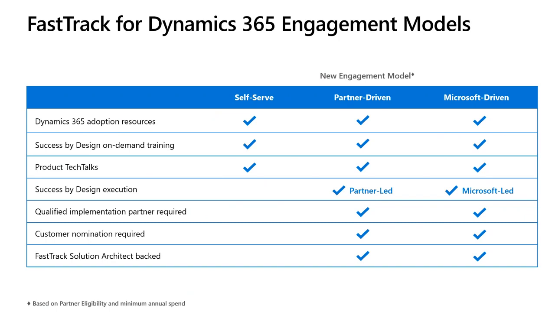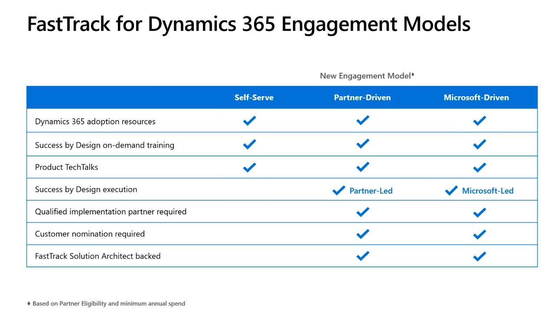You may have already seen how our engagement differed between the products in the Dynamics 365 portfolio. So with this unification, this should make things a little simpler for you. In this new model, you will be able to nominate projects for the Dynamics 365 Fast Track engagement. Through the nomination process, Fast Track will consider how we will engage with you on the execution of what we call Success by Design workshops and reviews.